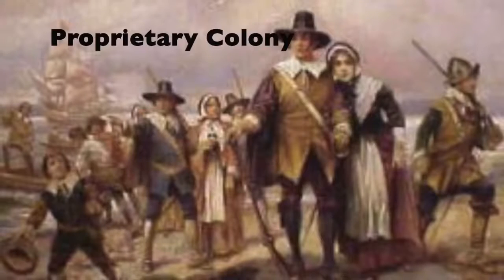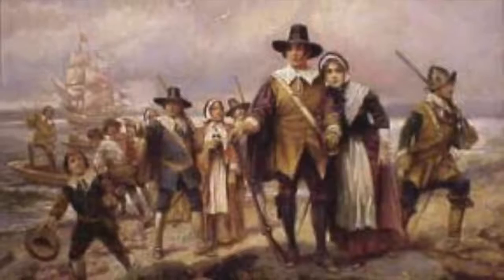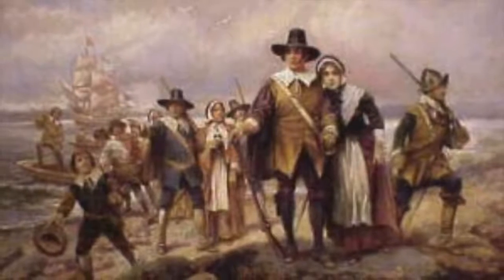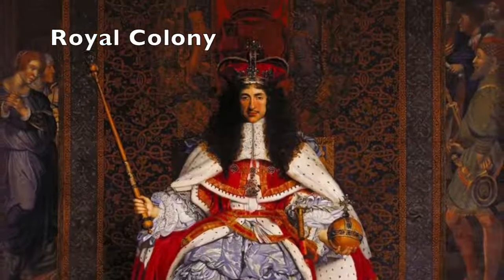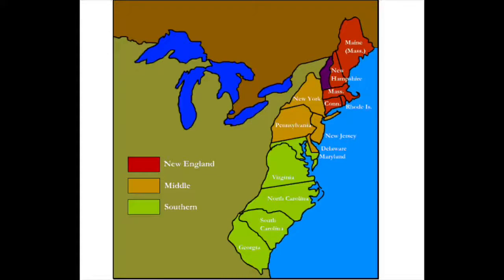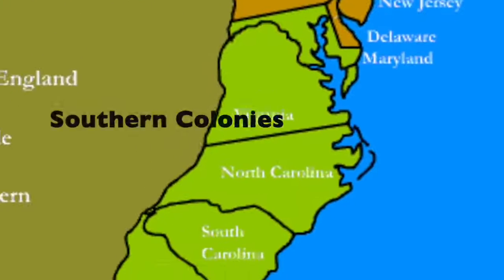First was the proprietary colony, in which the colony was given to people who would lead a group to the new world, set up, and run for themselves. The second was a royal colony, in which the colony was strictly run by the king. The colonies were broken up into three sections: the New England colonies, the Middle colonies, and the Southern colonies.